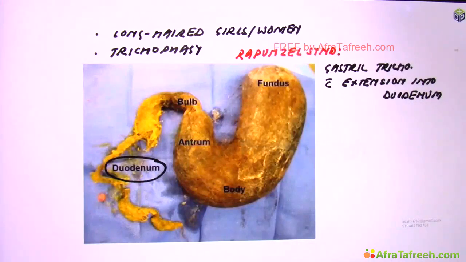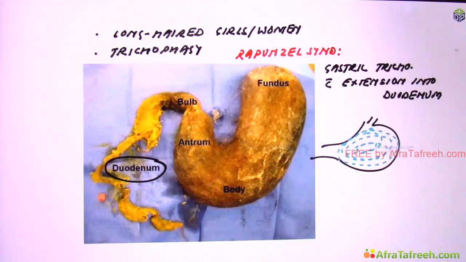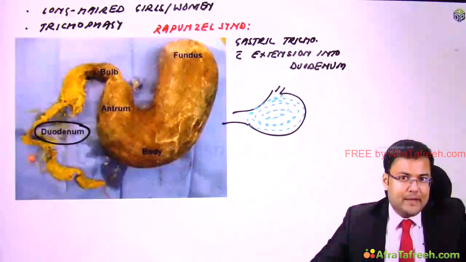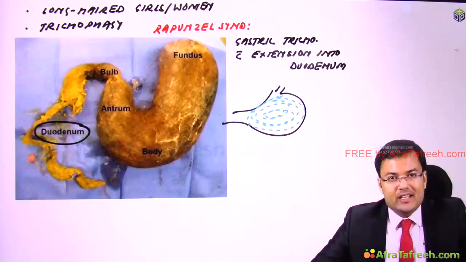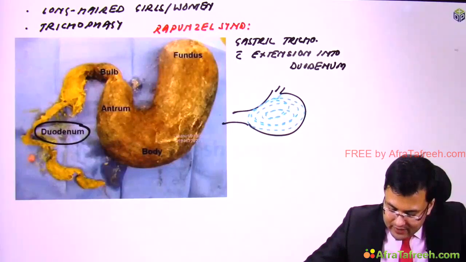What is the problem in majority of cases? See, suppose this is the stomach, and in this stomach there is collection of what? Hair ball. Because of this collection of hair ball, what will be the problem? There is ulceration because of the hair, and this leads to abdominal pain. Second, since this hair ball is causing obstruction, it can lead to what? Gastric outlet obstruction.